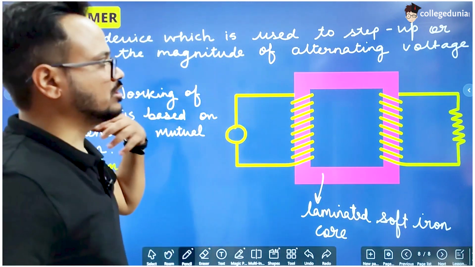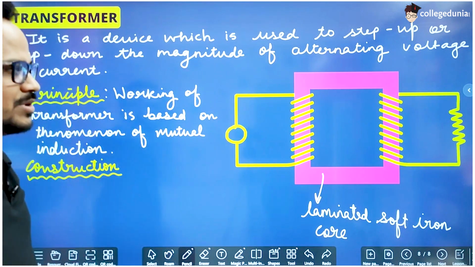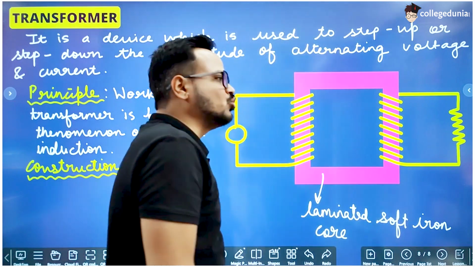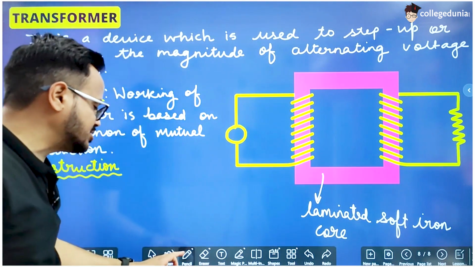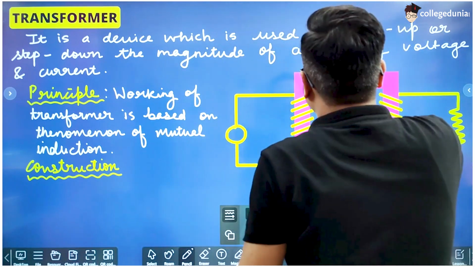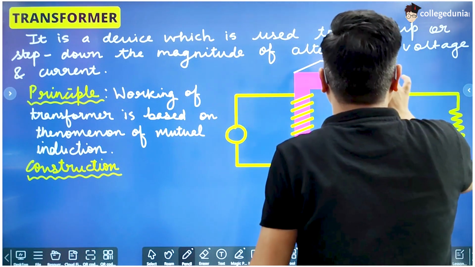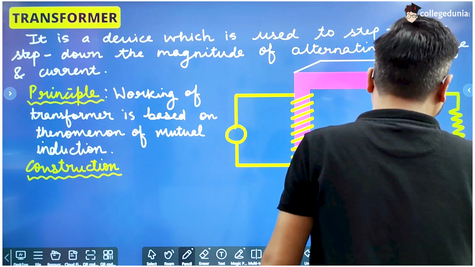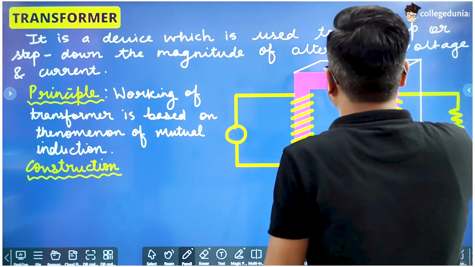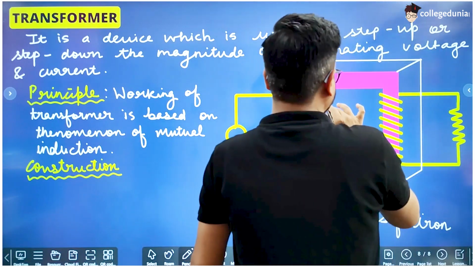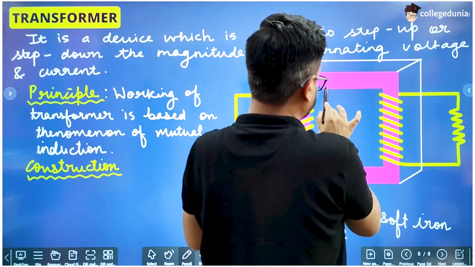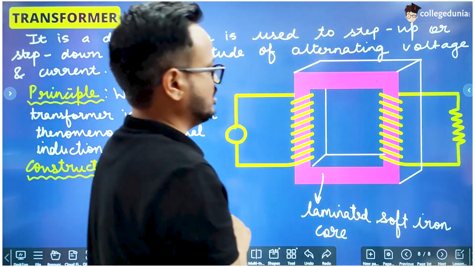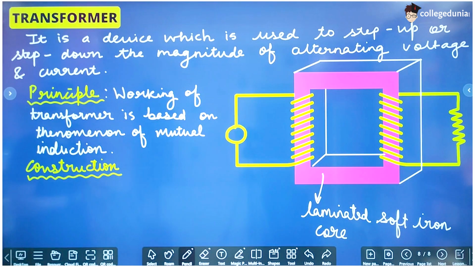Okay, what is the meaning of this whole thing? Laminated soft iron core means what? This that you are seeing is not a two-dimensional structure, it is a three-dimensional structure like this. But you don't have to draw that three-dimensional structure because in NCERT only this diagram is given. So we have drawn this diagram, right? So we are looking at this from this angle. Yes, so it is a three-dimensional structure like this, right?